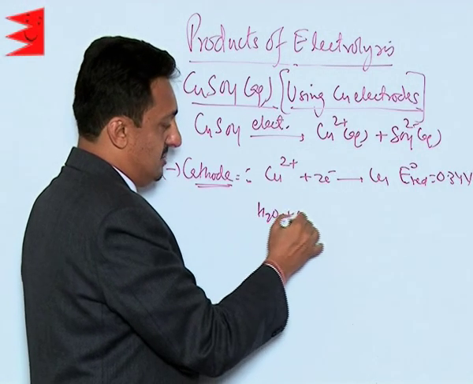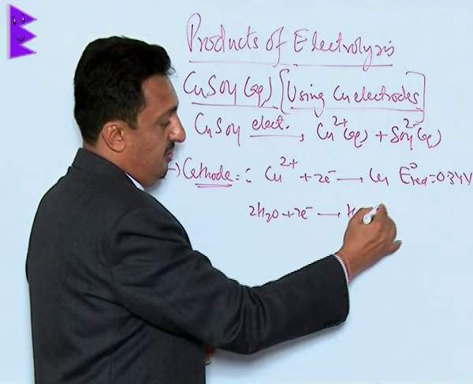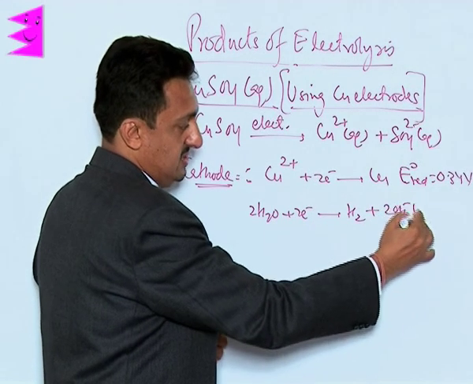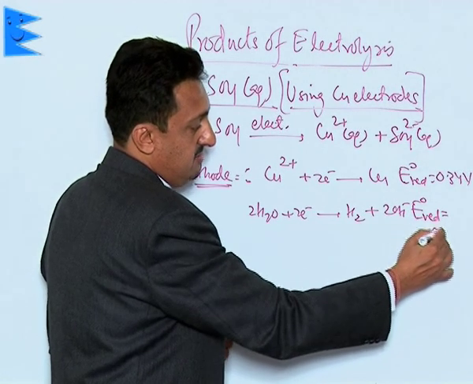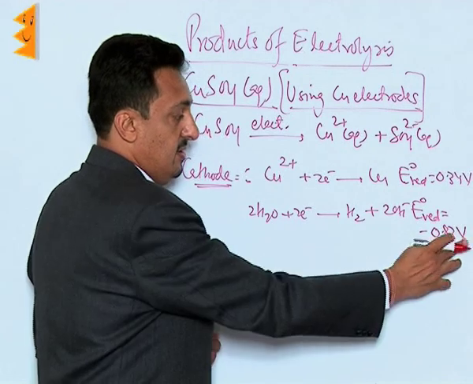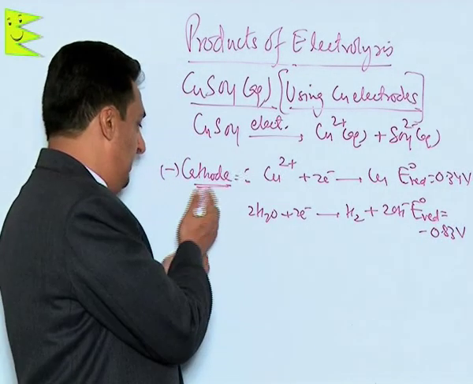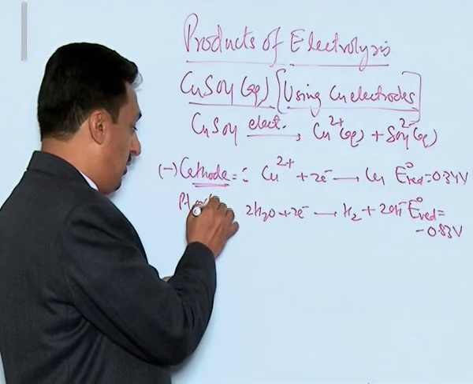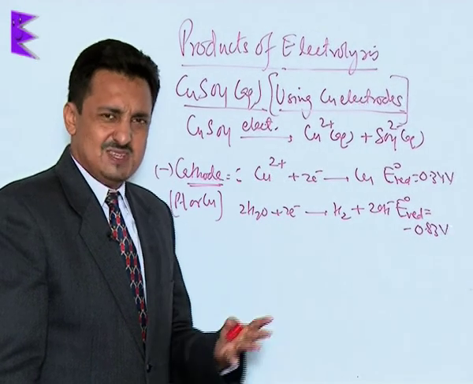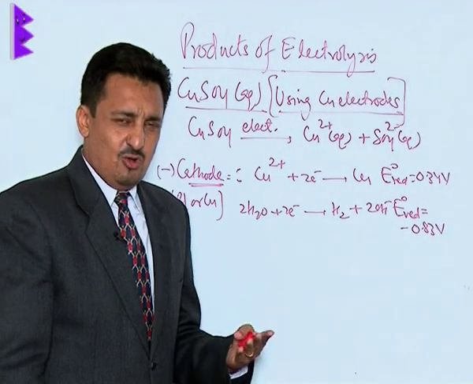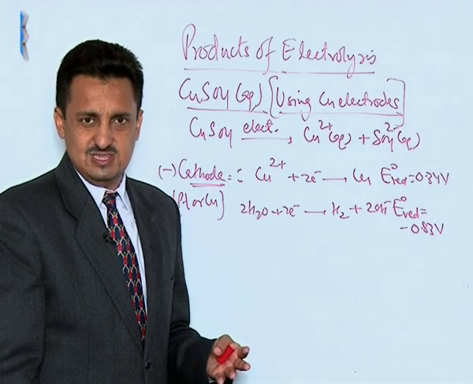Similarly, water can accept electrons and get reduced to form hydrogen gas and 2 OH minus ions, and its E naught reduction value, we know, is minus 0.83 volt. Now there is no other third species which can get reduced, because your cathode, if it is of platinum or of copper, doesn't make any difference because both of these are in the reduced state. So always remember, the electrodes don't make any difference at the cathode because they are always present in the reduced state.